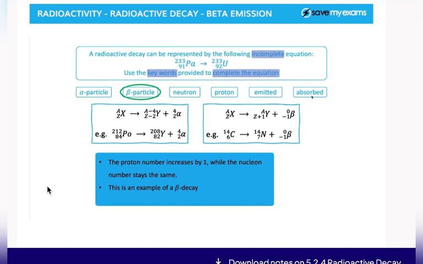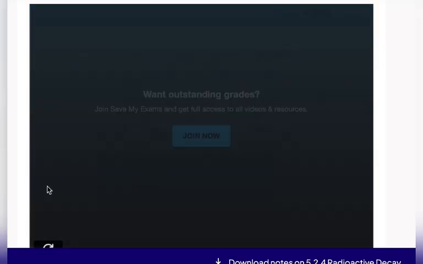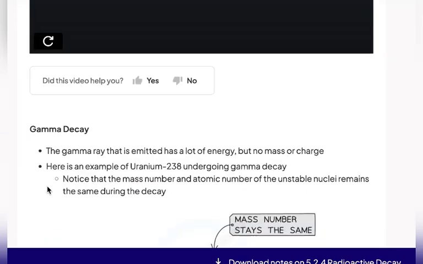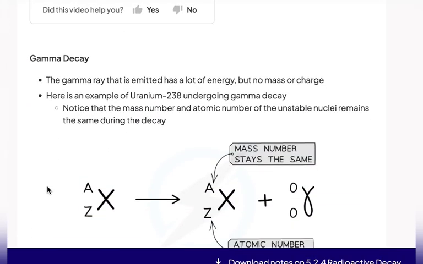Now, is it emitted or absorbed? I kind of just gave it away, but just to remind you, this is beta decay here. If the particle is on this side of the reaction, it's emitted. And if it's on this side of the reaction, it's absorbed. In beta decay, the particle's on that side. So what we can say, using the two keywords, is that a beta particle is emitted in this type of radioactive decay. Okay, so we've got that, right?